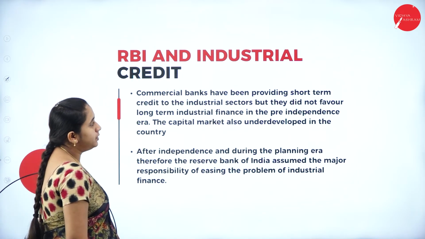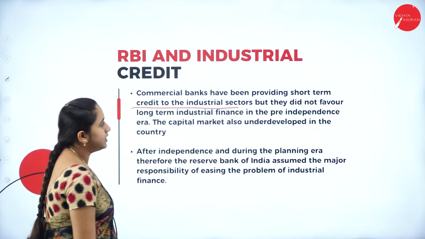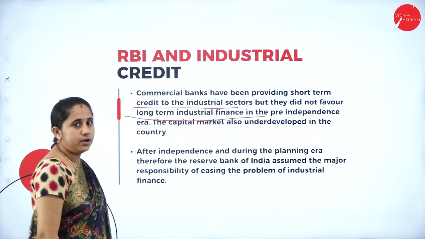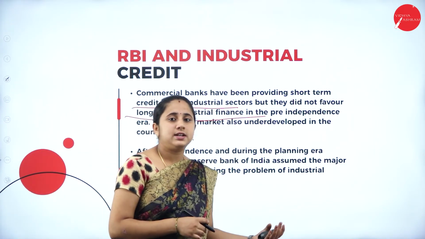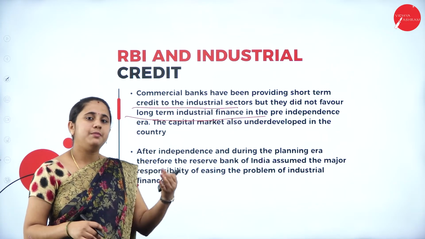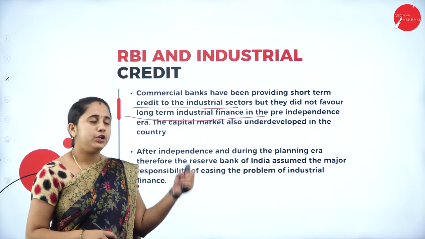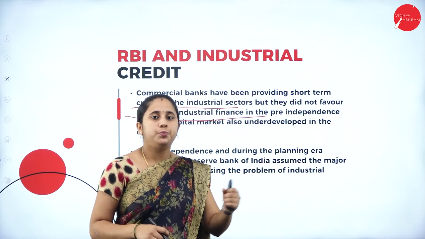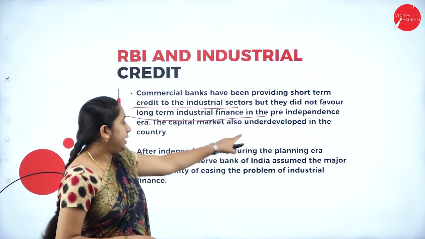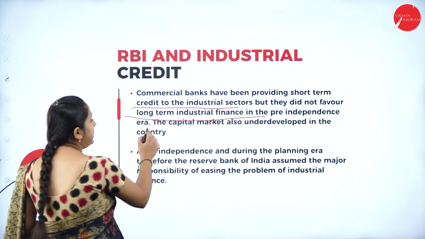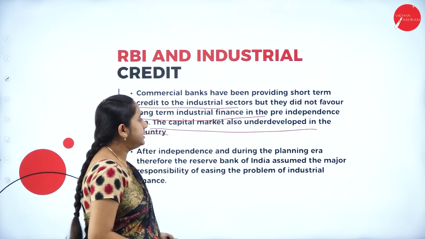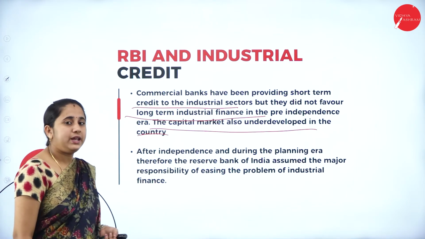Commercial banks have been providing short-term credit to the industrial sector, but they did not favor long-term industrial finance in the pre-independence era. For agricultural activity, state cooperative banks and RRBs help provide short, medium and long-term finance. For industrial needs, commercial banks provided only short-term finance in the pre-independence era. The capital market was also underdeveloped in the country during this pre-independence era.